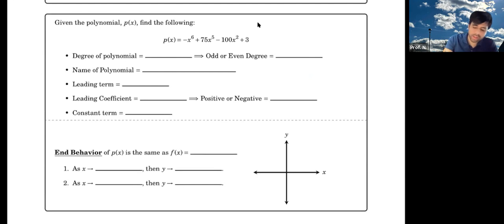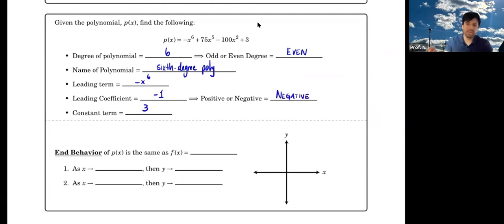The degree of the polynomial is what? 6. Is it odd or even? Even. What's the name of the polynomial? It's a 6th degree polynomial. What's the leading term? Negative x to the 6th. What's the leading coefficient? -1. Is it positive or negative? It's negative. What's the constant term? It's +3. You see, now it's like clockwork, right? We're not even thinking anymore. We're just instinctively reacting to it.